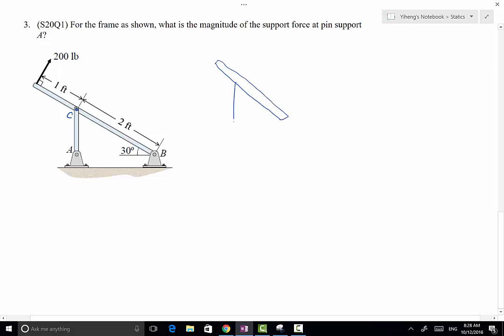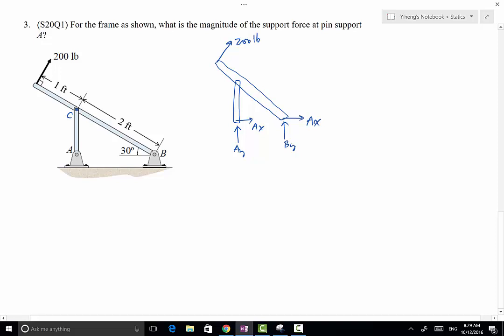If we treat it as one system, and we draw the free body diagram, we have a 200-pound force right here at point A. Because we have a pin support, so we have AY and AX. At point B, we have BY and BX.